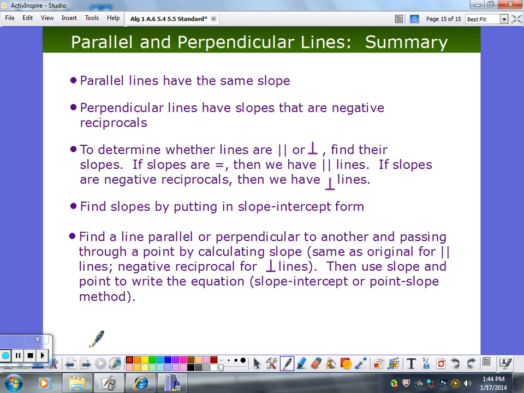So I think I got another review slide. Parallel lines have the same slope. Perpendicular lines have negative reciprocal slopes. If you want to know if lines are parallel or perpendicular, look at their slopes. Find slopes of other lines by putting them in slope-intercept form. Parallel lines will have the same slope, and perpendicular lines will have negative reciprocal slopes.